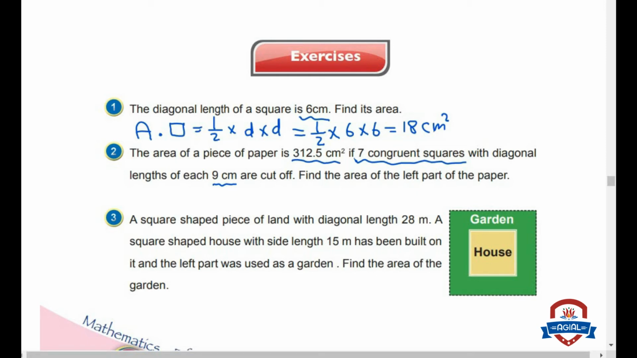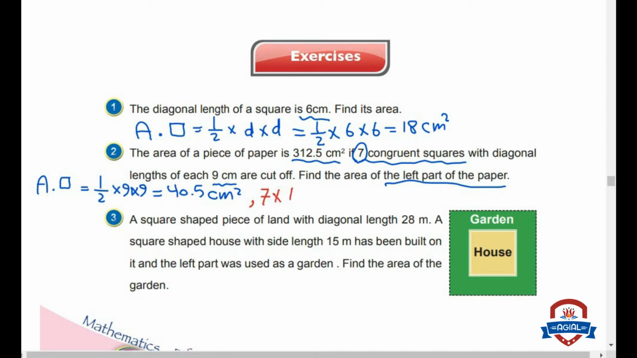To find the area of the left part of the paper, we have to find the area of each square. So the area of a square equals half times the length of the diagonal, 9, times itself, so times 9, equals 40.5 square centimeters. And we have 7 congruent squares, so we have 7 times 40.5.